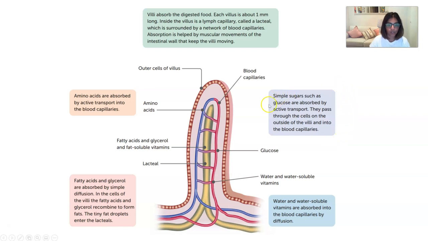And here we are talking specifically about the mode of transport. Simple sugars such as glucose are absorbed by active transport, and they pass through the cells on the outside of the villi into the blood capillary. So this is different from what happens inside normal cell structures, which is facilitated diffusion. The type of transport to get glucose from outside of the villus into the blood capillary is active transport.